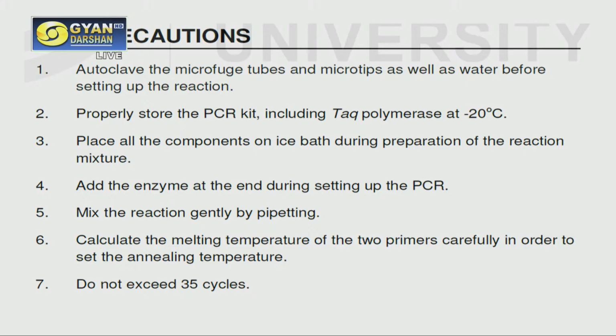Mix the reaction gently. Calculate the melting temperature of the 2 primers. I told you the formula, twice AT plus 4 GC. This is the formula by which you can calculate. And do not exceed 35 cycles. Try to keep it at 30, max to max 35. So that's the points which you should consider when you are doing the PCR reaction. So this is a very important experiment for molecular biology. Isolation of genomic DNA, doing the PCR, these are very common experiments.